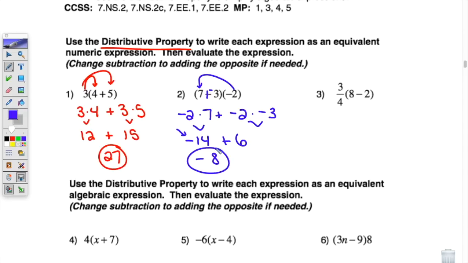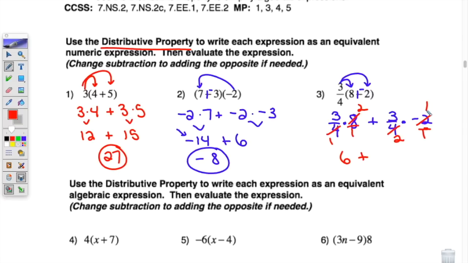For number 3, we have 3/4 times the difference of 8 minus 2. Change subtraction to add the opposite first, and then distribute. The first thing that I'm going to do here is distribute my 3/4 to the 8 plus my 3/4 to the negative 2. Doing the order of operations, I would multiply first, and I can actually cross cancel in these problems. I can put my whole numbers or my integers over 1. I'm going to cross cancel my 4 with the 8. So 4 divided by 4 is 1, 8 divided by 4 is 2. So 2 times 3 is 6. Plus, cross cancel over here, my 4 becomes a 2, and my 2 becomes a 1.